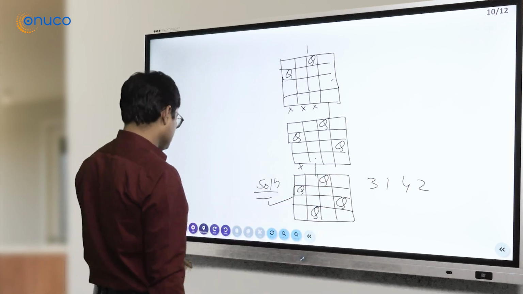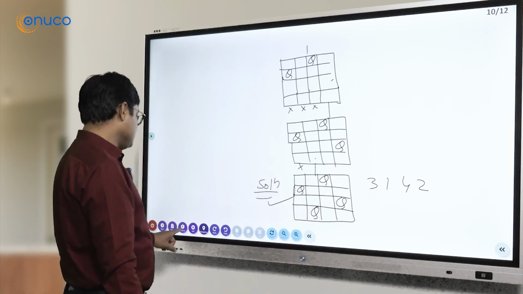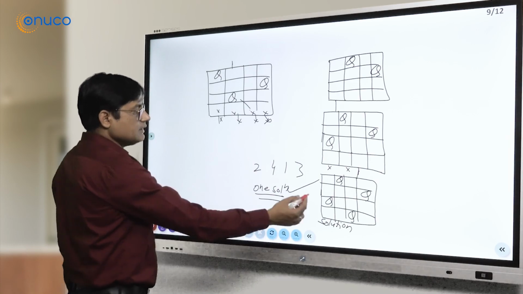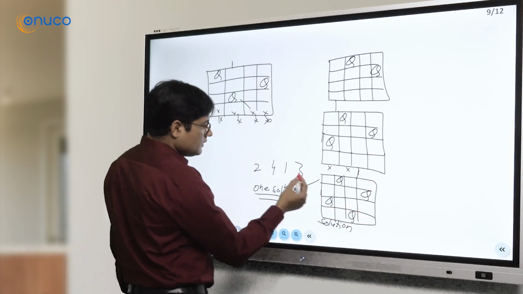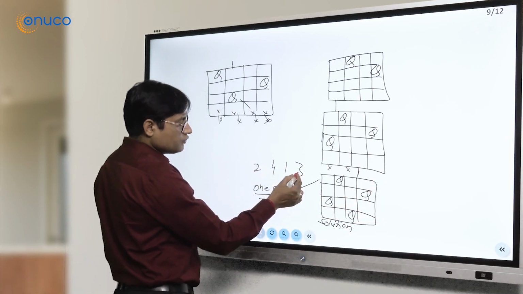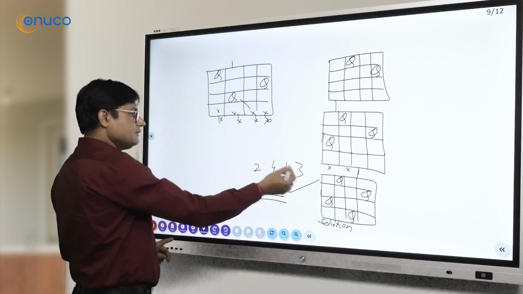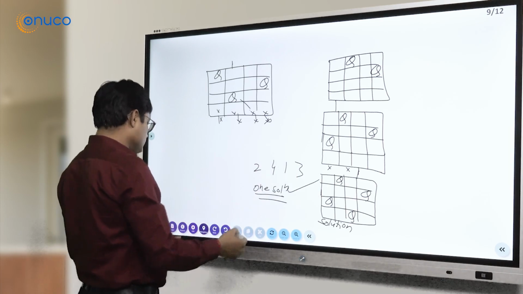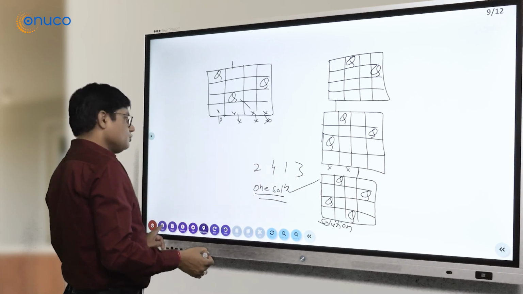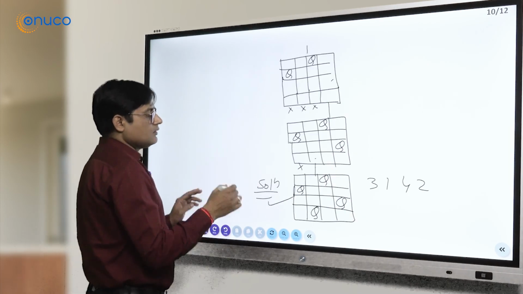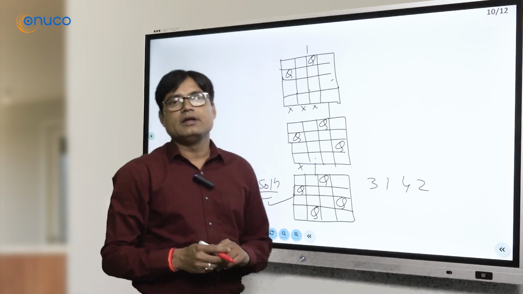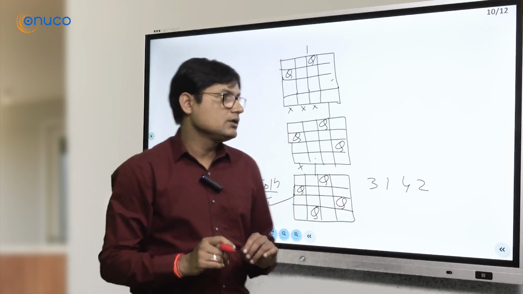3, 1, 4, 2. So if you compare with the previous solution, it is just a mirror image. If you keep the mirror, we can read 2, 4, 1, 3 is one solution, 3, 1, 4, 2 is another solution. You read from the right hand side, 3, 1, 4, 2 is another solution. So we got 2 different solutions for n queen, where n is equal to 4, right.